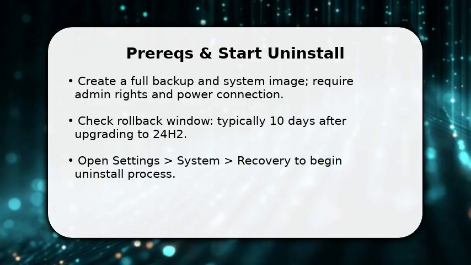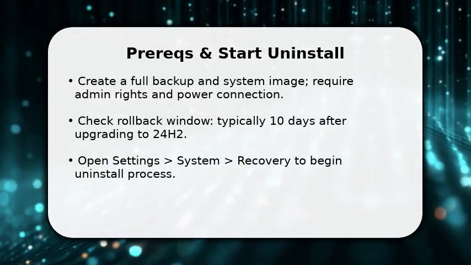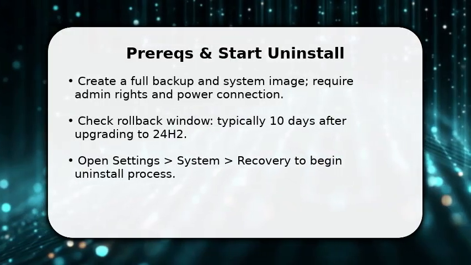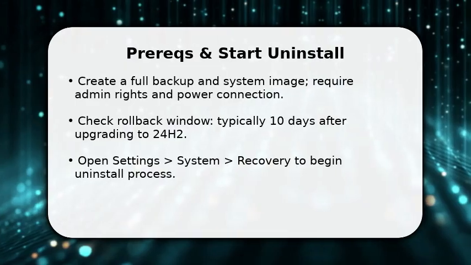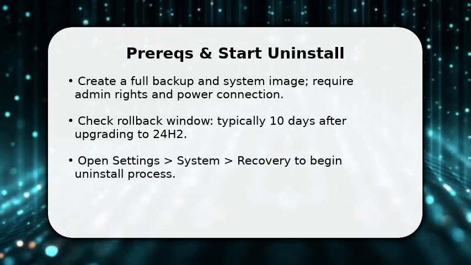Next, open Settings, go to System, then Recovery. Make sure files and apps are closed and any encryption is suspended. Click the option to go back to the previous version or uninstall the latest feature update. Follow prompts to prepare for the rollback operation.